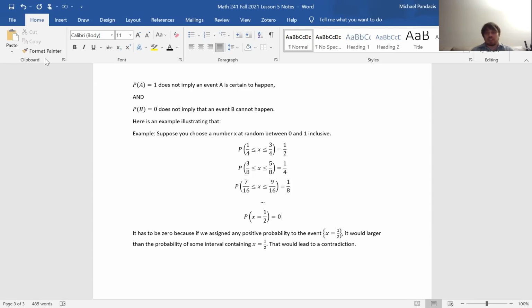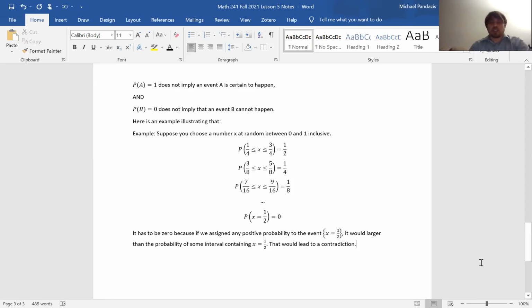You would probably not see it choose 1/2. It could, but it'd be so ridiculously unlikely that saying it's not going to happen would be a perfectly reasonable thing to say. So the probability of something happening being 0 does not mean it can't happen. This is an example of it.